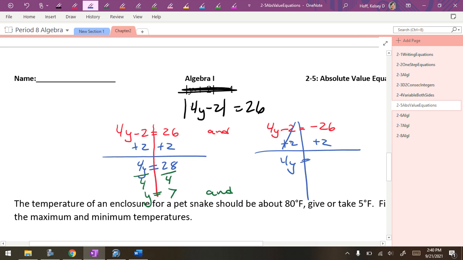4y equals -24. Then divide by 4. Y equals -6. Now let's see if Miss Hoff's really crazy.